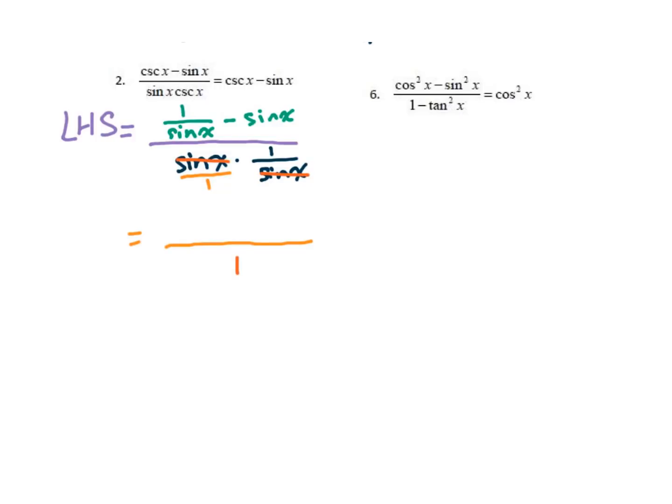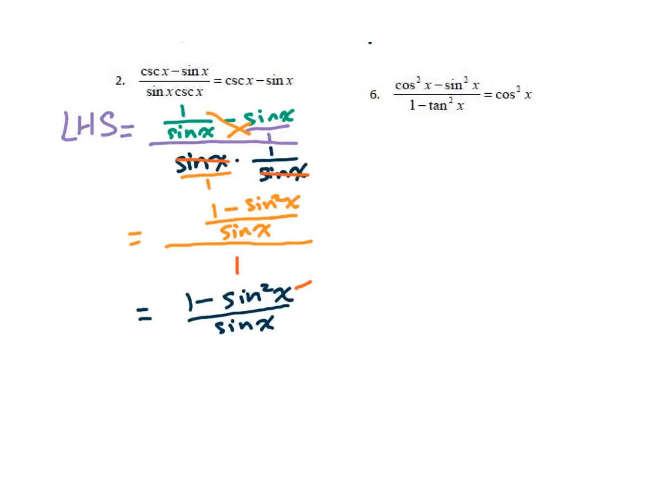Look at the top. I will do subtraction of a fraction. Therefore, the denominator is sine x. Then we got 1 minus sine squared x. Now we move on. That's 1 minus sine squared x over sine x.